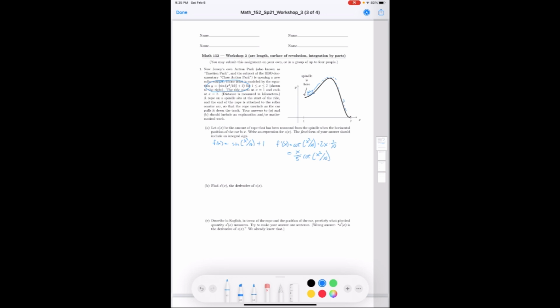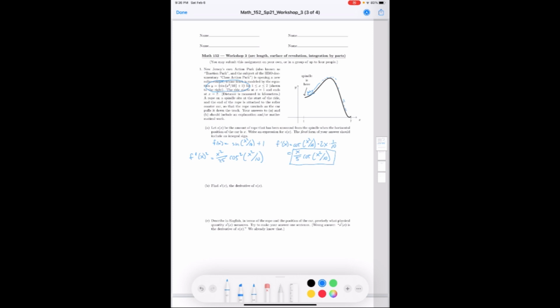That's the derivative. Let's come back here and we can see that f prime of x squared is going to be equal to x squared over 25 cosine squared x squared over 10. In other words, I'm just squaring everything that you see in this equation. And that gives me the square of f prime.